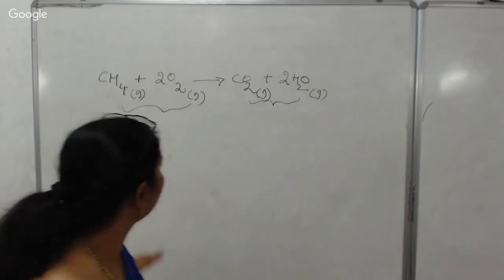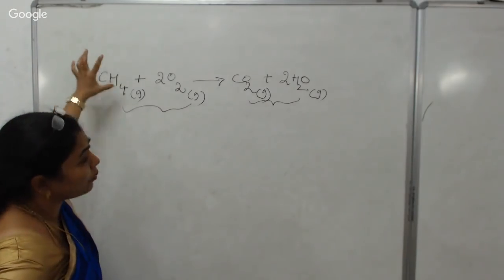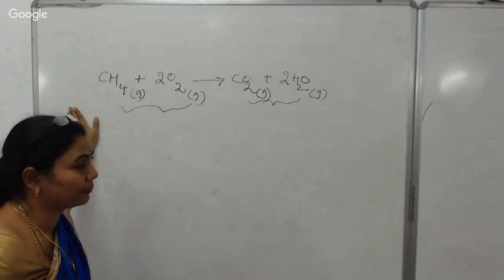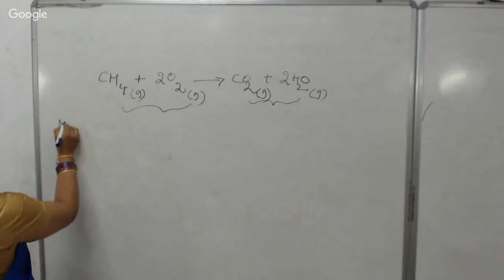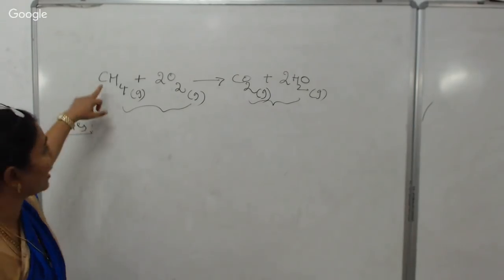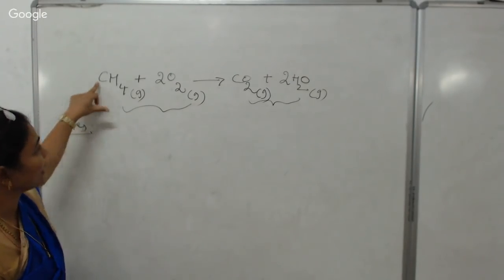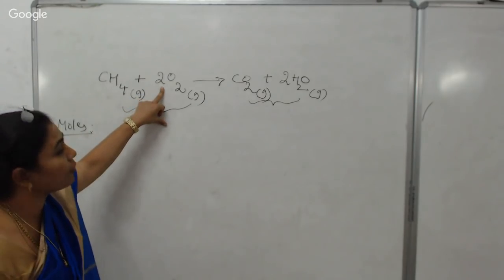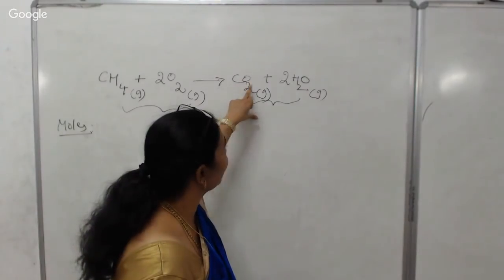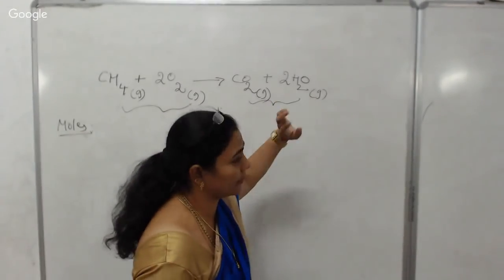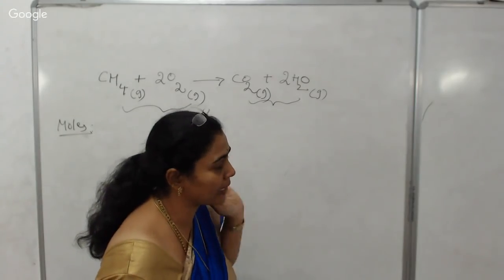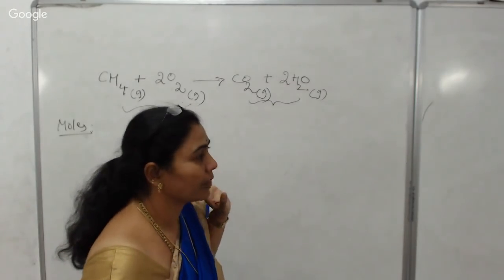Next, how will we calculate these compounds? For example, here nothing is there. I want to calculate this chemical equation using moles. Then how will I explain? 1 mole of methane is reacting with 2 moles of oxygen and it forms 1 mole of carbon dioxide and 2 moles of water. That is how I explain in number of moles. Is it clear, children? Right.